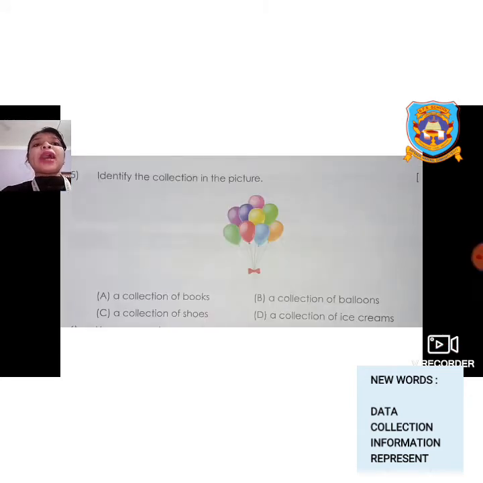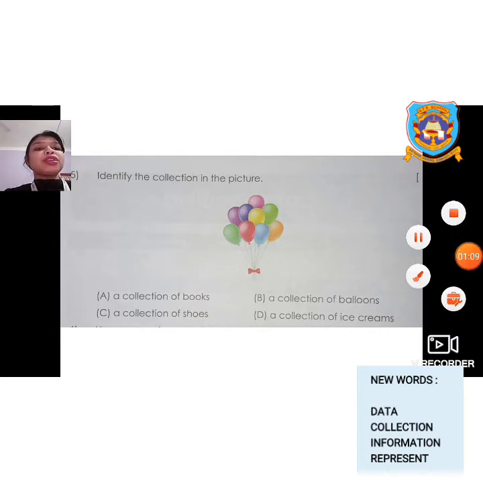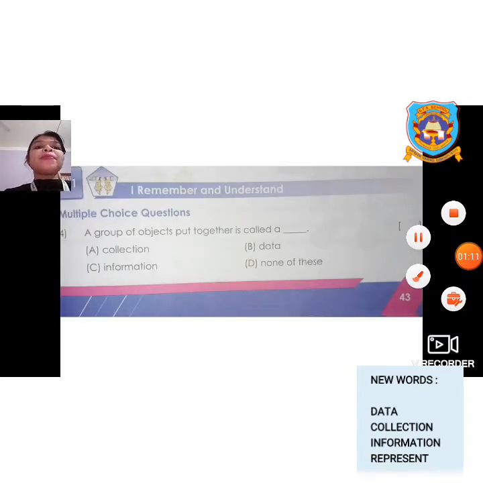Question number 5. Identify the collection in the picture. A is a collection of books. B is a collection of balloons. C is a collection of shoes. D is a collection of ice cream. If you look at the picture, it has got many balloons there. The shape may be different, the color may be different, but all are balloons. That is, it has got similar type of objects. So it is a collection of balloons. It is option number B.